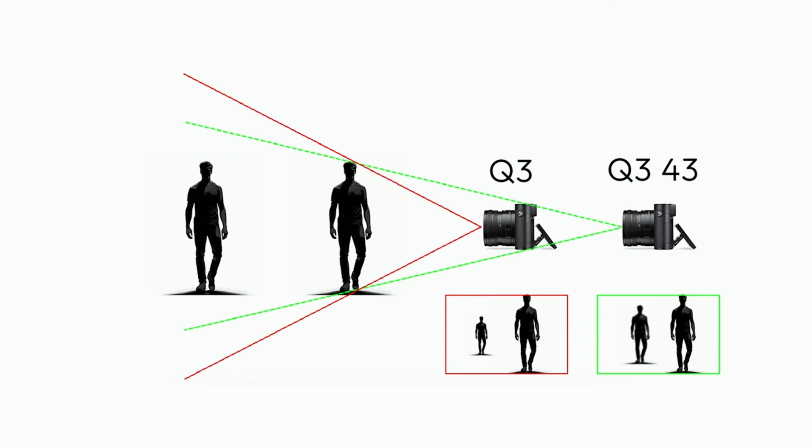What this means is that the further figure gets proportionately smaller. As you can see there, the figure in the red box is much smaller than the figure in the green box. That's because I've had to move the Q3 that much closer.